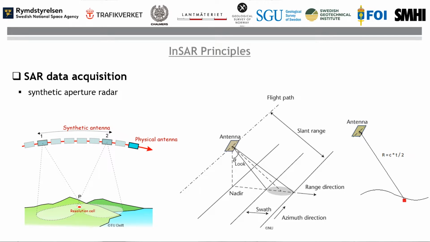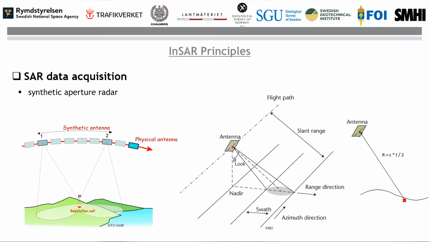We can see the swath of the image, the image size in azimuth direction, the flight path, and the slant range. This imaging technique works on the slant range, and in contrast to the former real aperture radar, we use synthetic aperture radar, simulating a synthetically longer antenna from the short antenna in order to bring better resolution in SAR images.